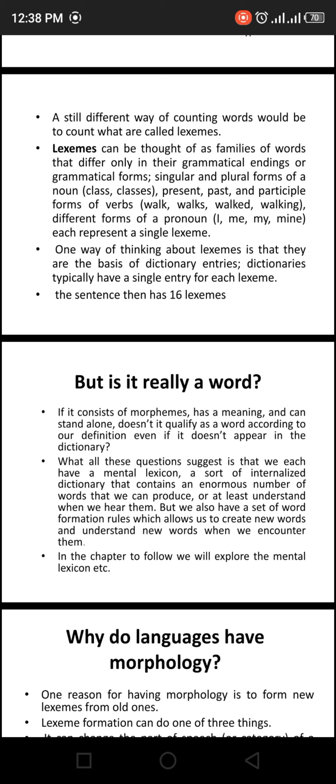Present, past, and participle forms of a verb like walk, walks, walked, and walking, and different forms of a pronoun like I, me, mine, myself. One way of thinking about lexemes is that they are the basis of dictionary entries. When you look into the dictionary, you will find a head word. So another way of looking is looking at the lexemes.